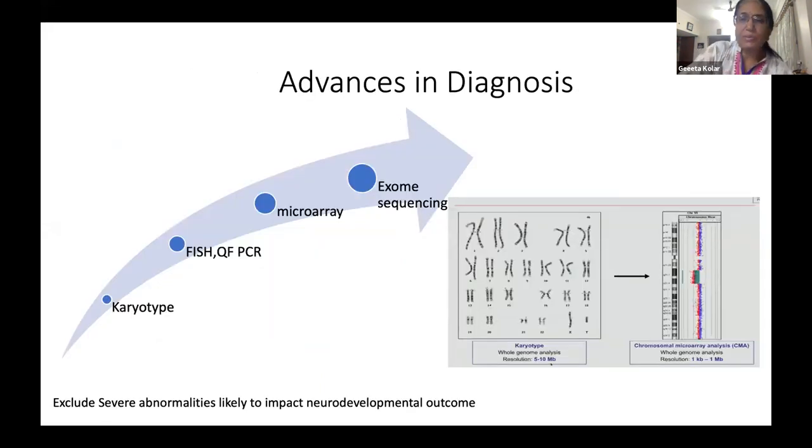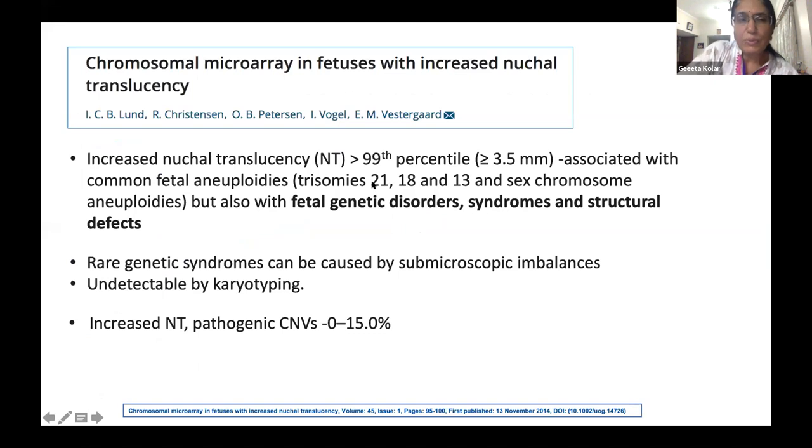So what are the advances in diagnosis? You can do a karyotype, microarray, or exome sequencing. So what is the role of chromosomal microarray today in fetuses with increased NT? We are no more doing only a karyotype, because we know that increased NT is associated with many, many fetal genetic disorders, syndromes. So today, what is done is microarray and not only karyotype.